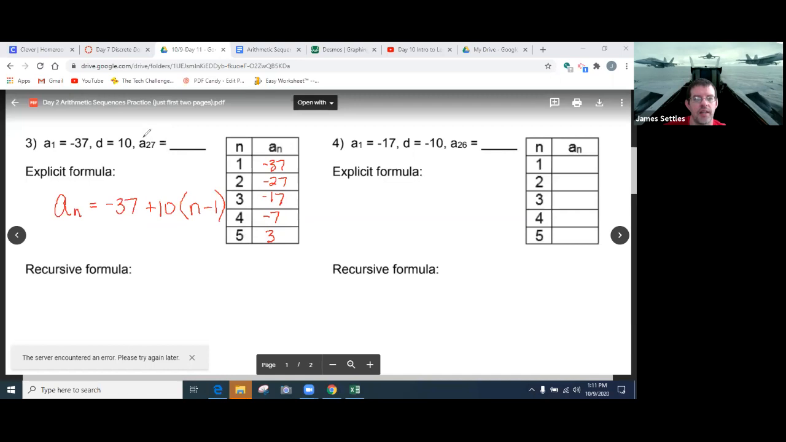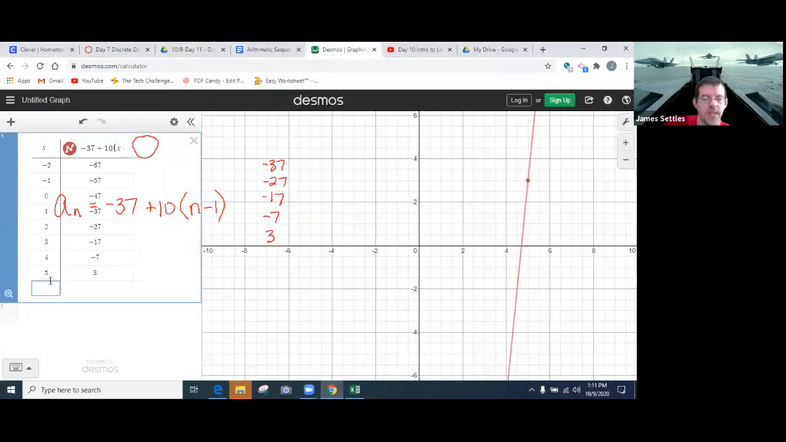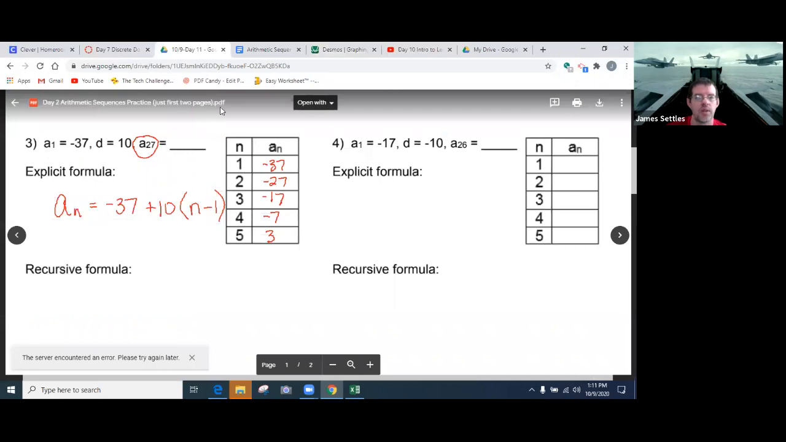All right. And then we need to go find 27. So we're just going to go to the bottom, type in 27, and we get 223. So 223.